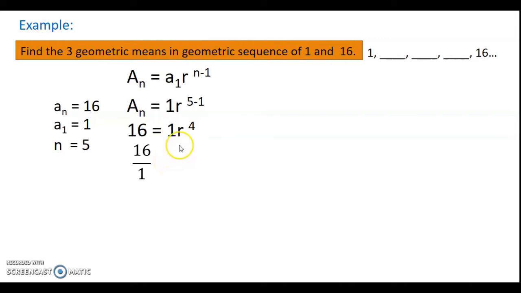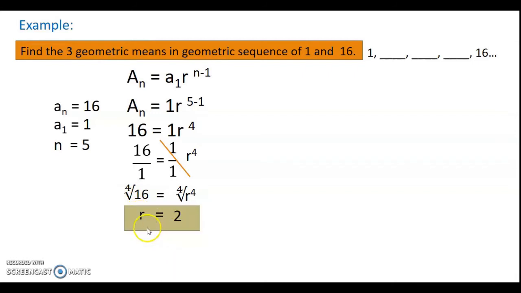To get the value of r, we will divide by 1. Here 1 over 1 cancels out, so we have remaining r raised to the power of 4. So 16 divided by 1 is 16, and it equals r raised to the power of 4. To remove the power of 4, we will get the fourth root of 16. The fourth root of 16 is 2. So the value of our r is 2. Our common ratio is 2.